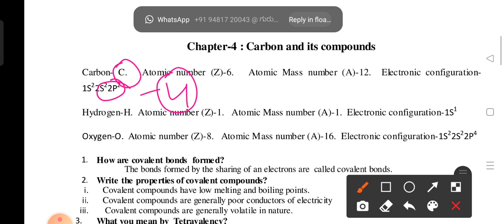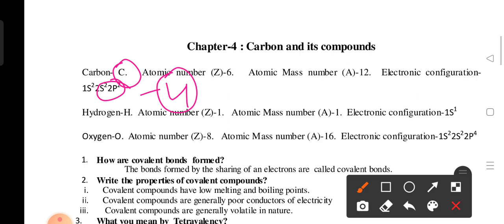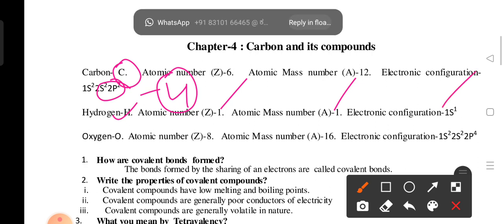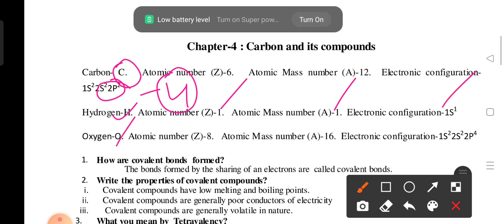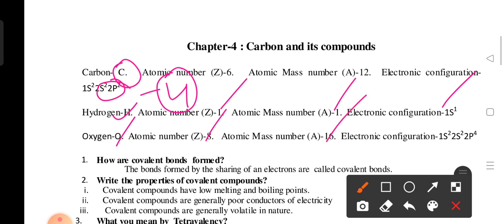Then carbon reacts with hydrogen and forms its compounds. Hydrogen has atomic number 1, mass number 1, electronic configuration 1s1. It also reacts with oxygen, atomic number 8, atomic mass number 16, electronic configuration 1s2, 2s2, 2p4. That's why oxygen's valence electrons are 6 and valency 2. Carbon's valency is 4, oxygen's valency is 2, and hydrogen's valency is 1, because to complete the s level, 1 electron is required.